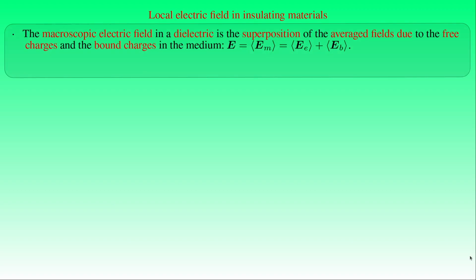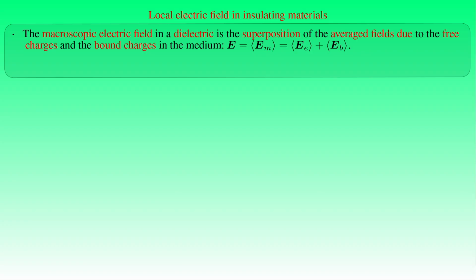We already established that the electric field at any point in insulating materials is determined by averaging the microscopic electric field E sub m over a small volume enclosing that point, which is the superposition of the electric fields E sub E and E sub B due to the extraneous or free charges and the bound charges in the dielectric medium. Since these electric fields are microscopic in nature, we use their averages over very small volumes to describe the macroscopic electric field in dielectrics.